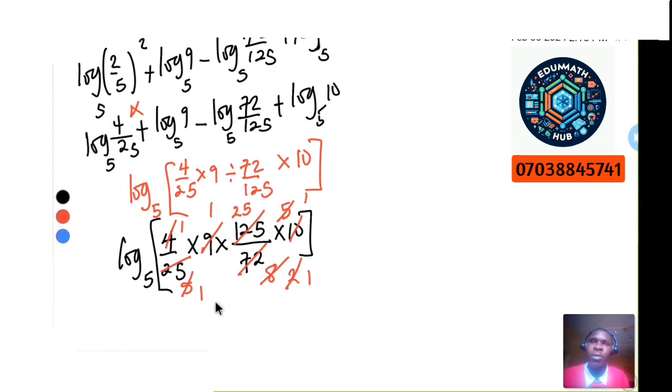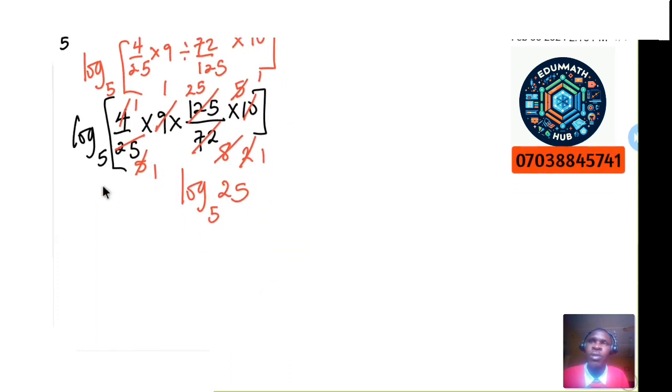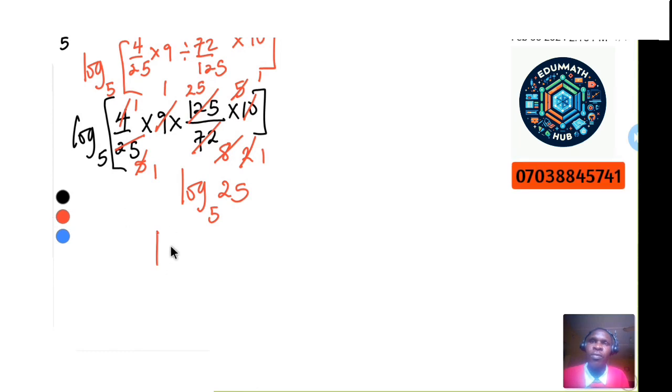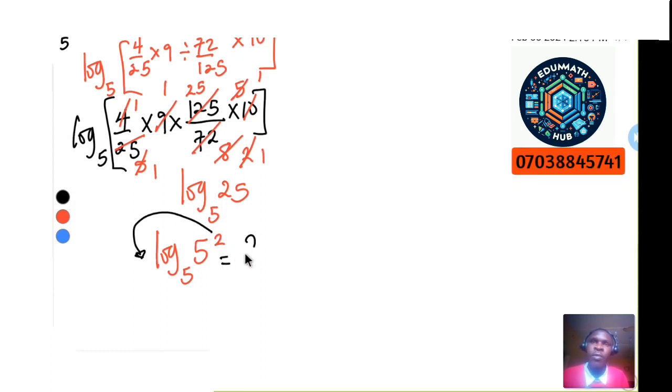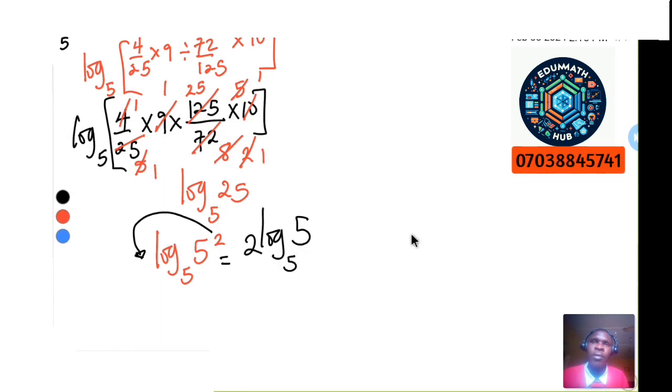So this whole thing now will be equivalent to log base 5 of 25. You can still go further with your workings. Break 25 down, that will give you 5 squared. Then using the power law, this 2 comes to this side. So you have 2 log to base 5 of 5. Then log to base 5 with the same number and the same base will give you 1. So you have 2 times 1, which will give you 2.